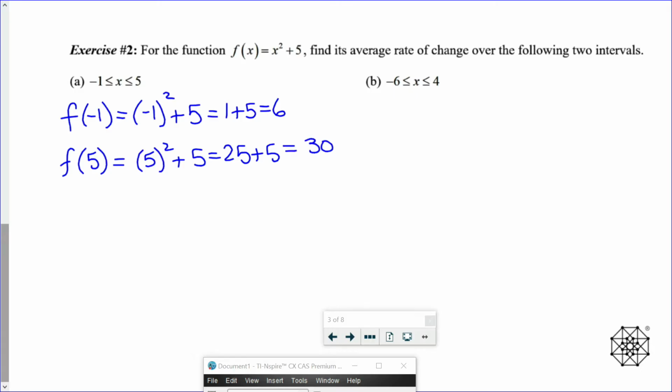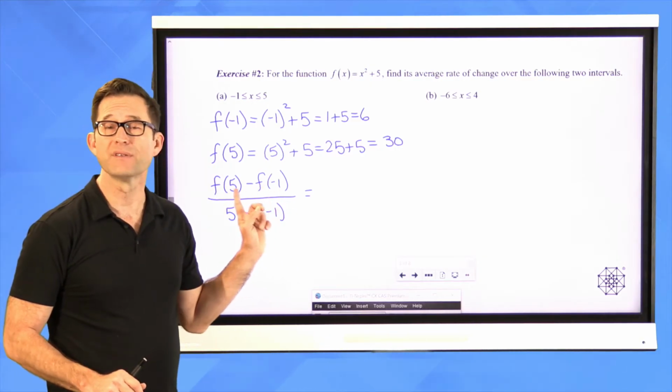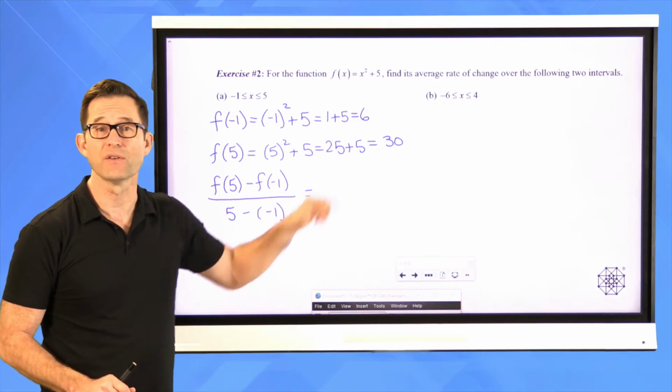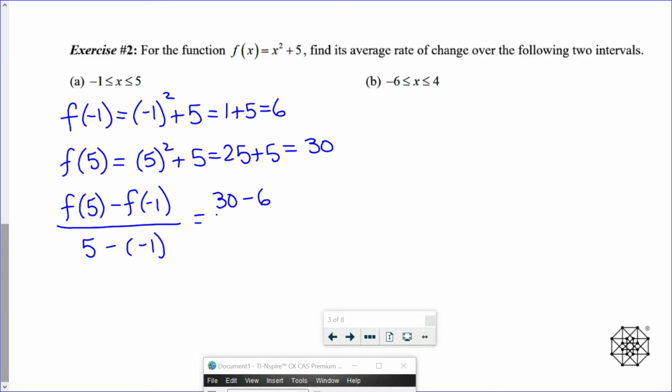And now what I want to do is figure out what f of 5 minus f of -1, over 5 minus -1, is. And again, I want to emphasize what this calculation is doing. The calculation in the top is simply finding the change in these function values. So that's 30 minus 6. And the denominator, which is 5 plus 1, is telling me how much the x values have changed.